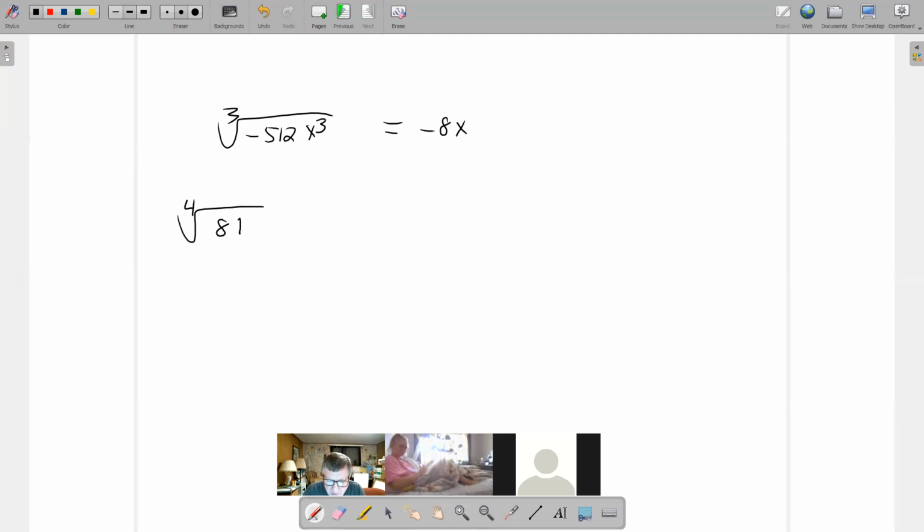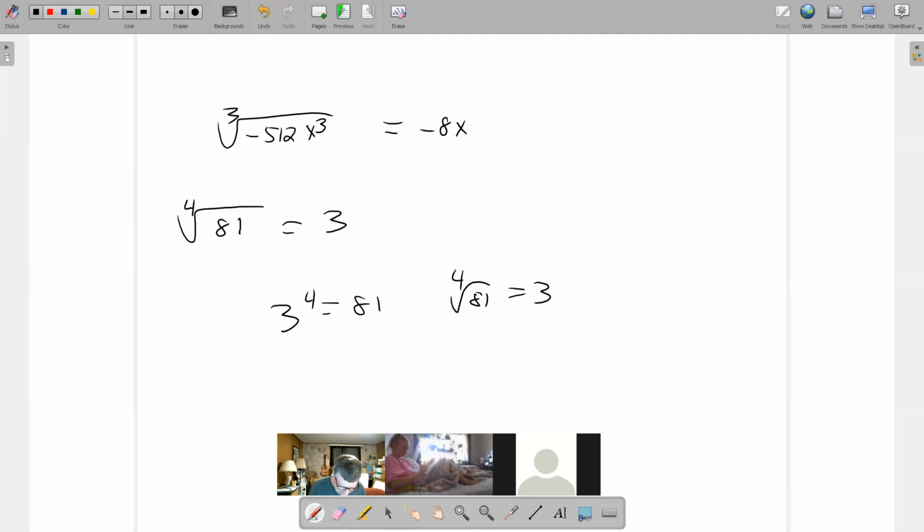The fourth root of 81. Well, what's 1 times 1 times 1 times 1? That's 1. So it can't be 1. 2 times 2 is 4, times 2 is 8, times 2 is 16. It's got to be bigger than 2. 3 times 3 is 9, times 3 is 27, times 3 is 81. So going the other direction, we'd get 3, okay? Since 3 to the fourth is 81, the fourth root of 81 is 3. Any questions there?